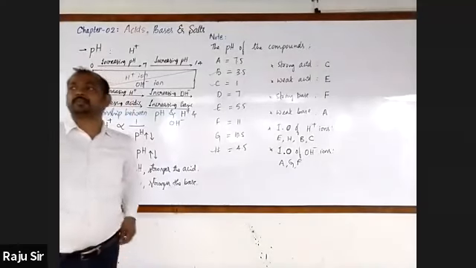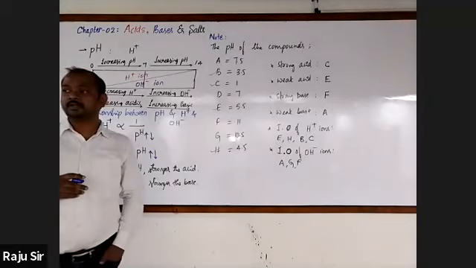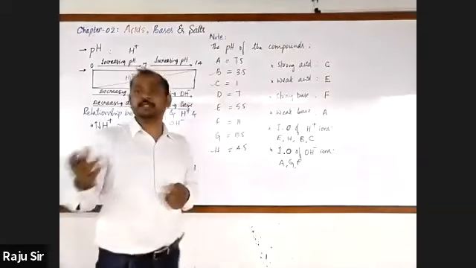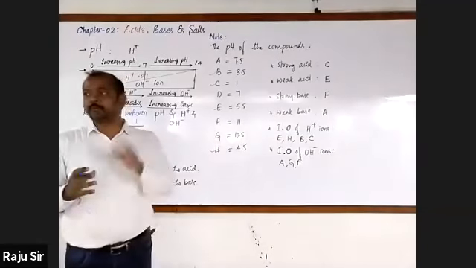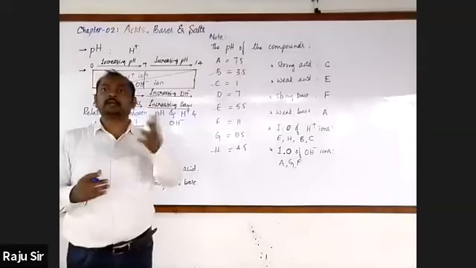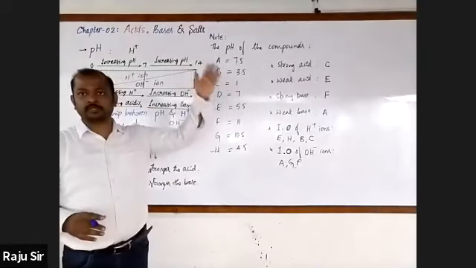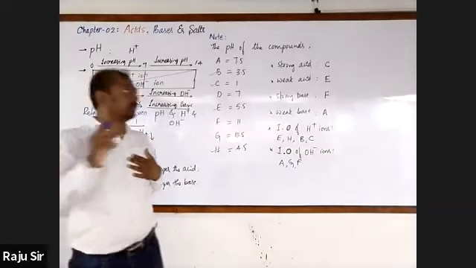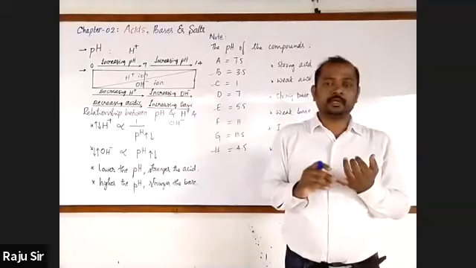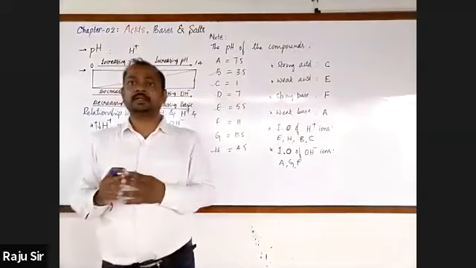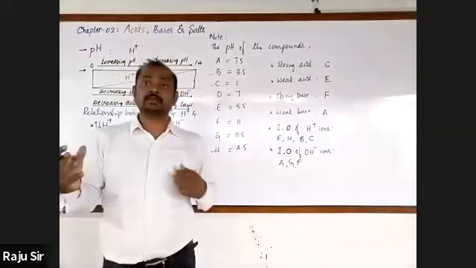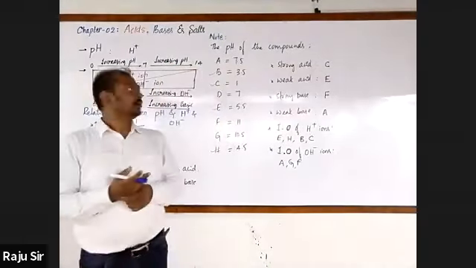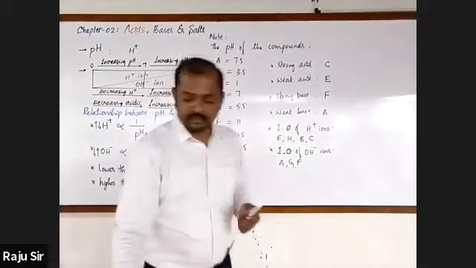And we have got a bit of information about the universal indicator, right? It is a mixture of many indicators which shows different colors at different pH values. You have written only a few pH values: one strong acid, one strong base, and neutral. Now I'm going to give you the color code with respect to the numbers from 0 to 14. The definition of universal indicator is a mixture of many indicators which shows different colors at different pH values of the compound. Let me write the color code.